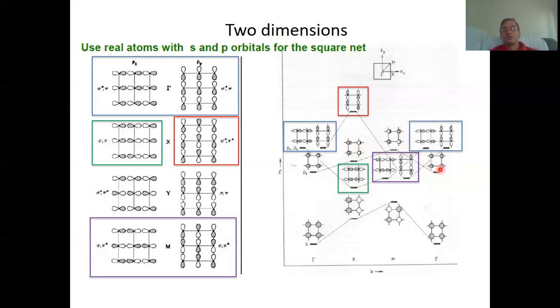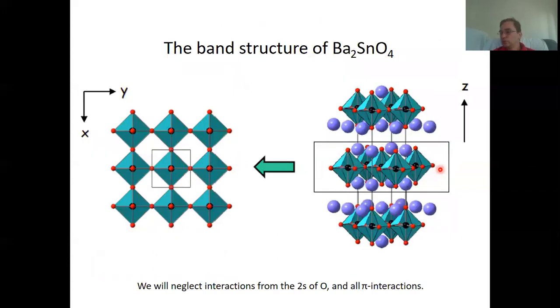Okay, so now let us go from the hypothetical cases in the next step to real cases. Okay, let us discuss the band structure of a real two-dimensional extended solid that makes a square lattice. Okay, and such a structure is, for example, the compound barium stannate Ba2SnO4. So first, let us understand the structure.